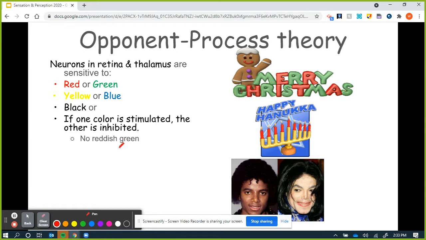But red and green cannot fire at the same time. Blue and yellow can't fire at the same time. And so what happens is, if there is a blue signal, then the blue is firing and yellow is inhibited, because they are opponents. If there's a green signal, then red is inhibited. That's why there's no such color as reddish green or bluish yellow.